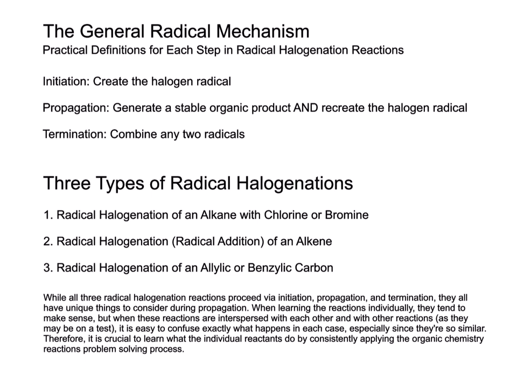When you go to learn the reactions individually, all the steps tend to make sense. But when you mix and match reactions from other chapters, or you intersperse these reactions among themselves, it's really easy to confuse exactly what happens in every case, especially because all of these radical halogenations are so similar. Therefore, it's really crucial to learn what the individual reactants do by consistently applying the organic chemistry reactions problem-solving process to reinforce the ideas over and over again.